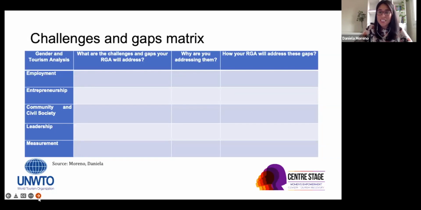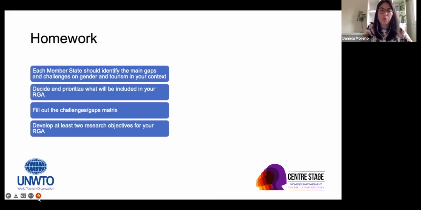So this is the first matrix, which is quite linked with the first 2 steps to draw up a rapid gender assessment. And this is actually going to be your homework. I invite all of you to carry out this homework, because it's very useful to organize your ideas. In this case, each member state or each participant of each organization, because I know that many people are watching these videos, should identify the main gaps and challenges on gender and tourism in your context.